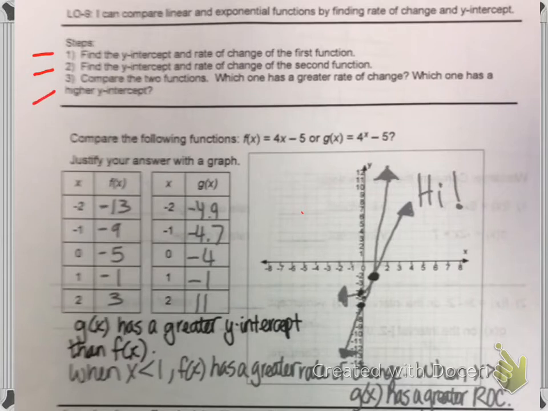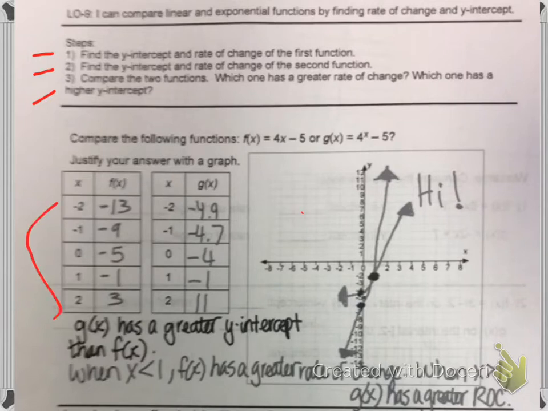Compare the following functions. f of x equals 4x minus 5, or g of x equals 4 raised to the x minus 5. It's right here. You either plug them in your calculator or you create a function table. And notice they used what we used in class.